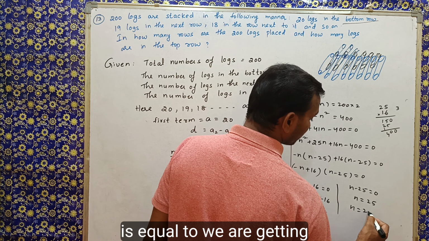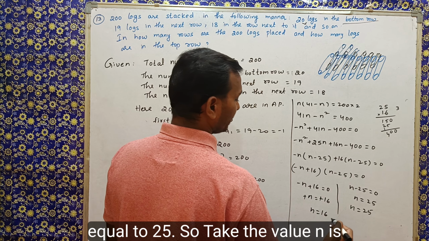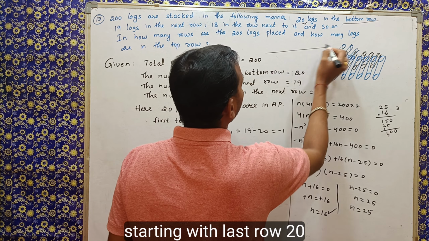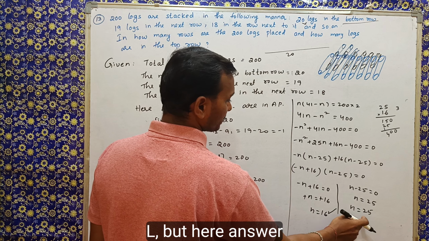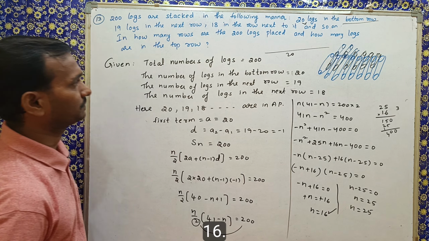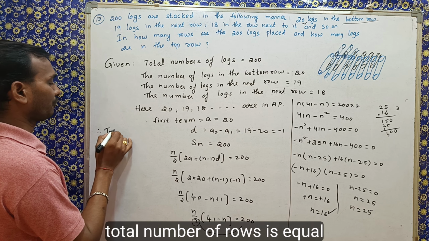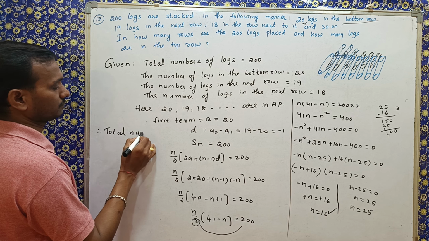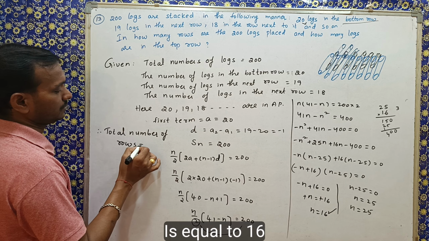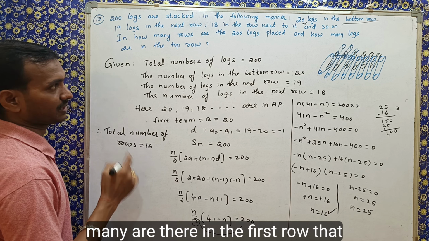Here we are getting n is equal to 16, n is equal to 25. So take the value n is equal to 16. Why? Because we are starting with last row 20 logs, but here answer is 25. That's why don't go for 25. Take n is equal to 16. So therefore, total number of rows is equal to 16. Next, we have to calculate how many are there in the first row.